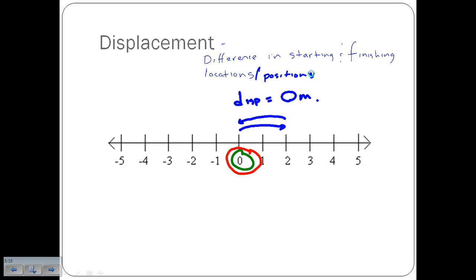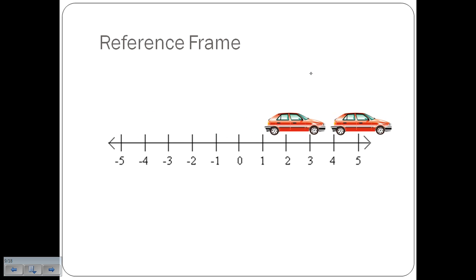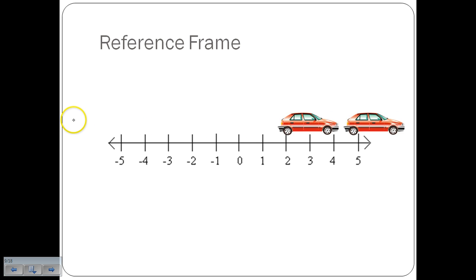Okay. Now, let's take a look and see a couple of different possibilities for reference frame. Remember how I was talking about reference frame with motion. Now, if we were to watch this video right here, those two cars that started off at -5 and -2 respectively, they're traveling at the same speed. So relative to each other's reference points, the cars are motionless. Think about that. Relative to each other's reference frames, the cars are motionless.